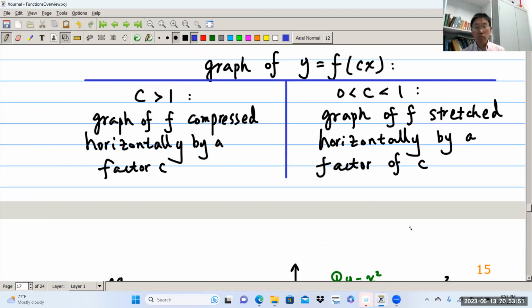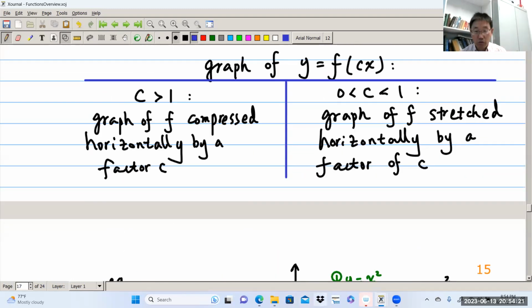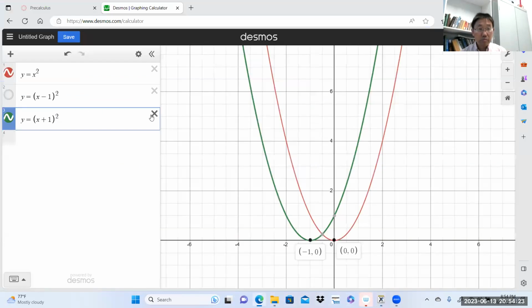Okay, to summarize, you need to remember this. When you consider y equals f of cx, if c is bigger than 1, it's a compression toward the y-axis. If c is less than 1 but positive, then it's a stretching away from the y-axis. Okay. If this is kind of confusing to you, let me again use decimals to give you some examples.